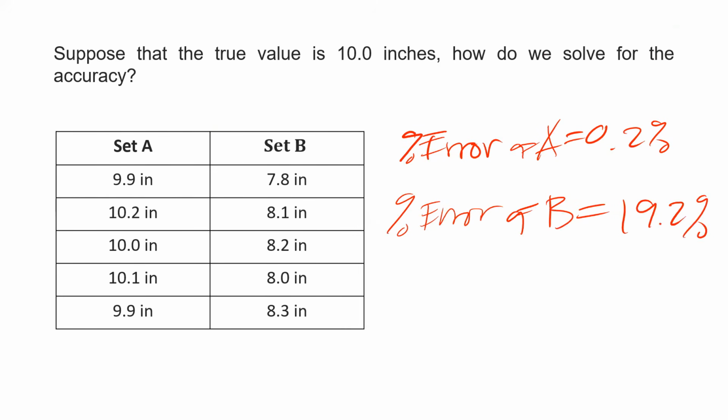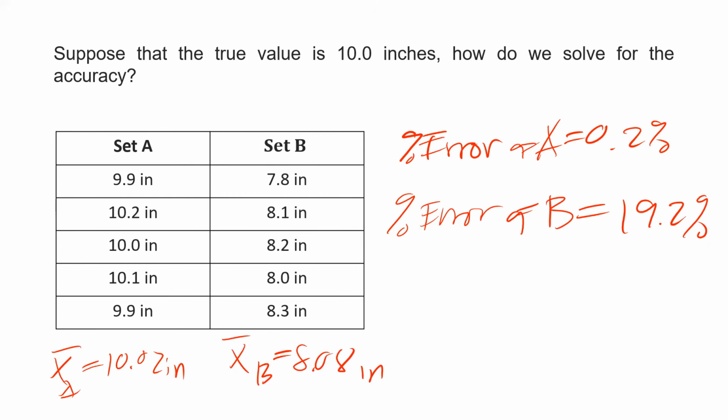So, if you substitute again the values coming from dataset B doon sa ating equation, sa formula ng percent error, ito yung makukuha natin. So, isulat ko ulit dito yung mean of A, which is equal to 10.02 inches, and mean of B, which is equal to 8.08 inches.